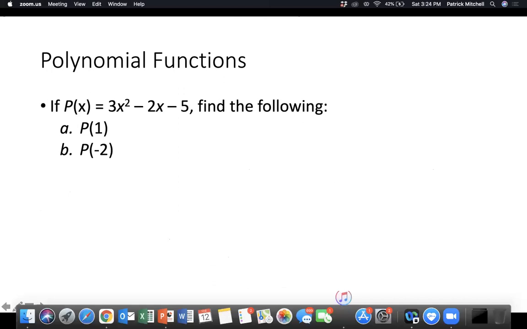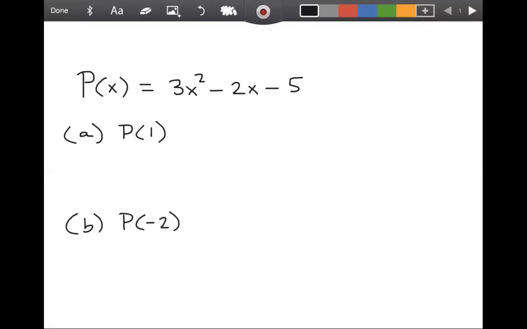All right, so this time we are given a polynomial function, p of x equals 3x squared minus 2x minus 5. So we've looked at functions before. I think up until now, the functions have been linear.